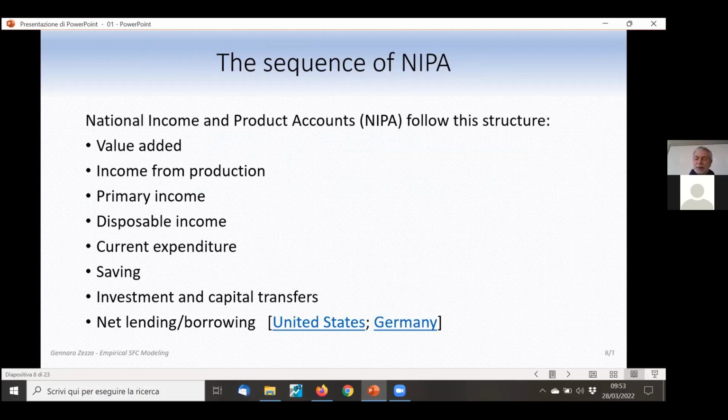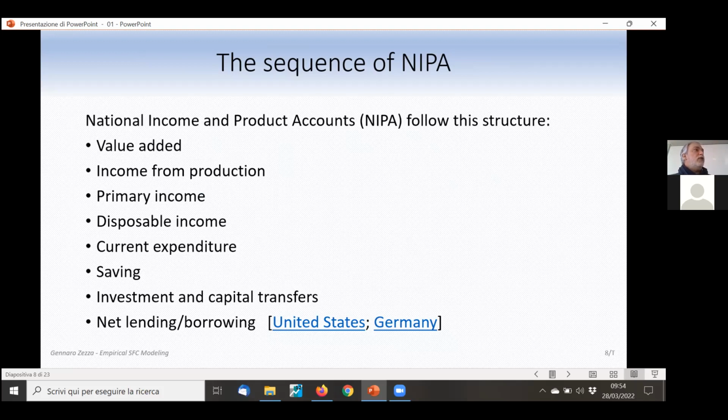And these manuals suggest a structure of the data for the NIPA, which is National Income and Product Accounts. I use this acronym, which is the United States acronym. And basically, they follow a structure which has its own logic. So you record the value of what is being produced.